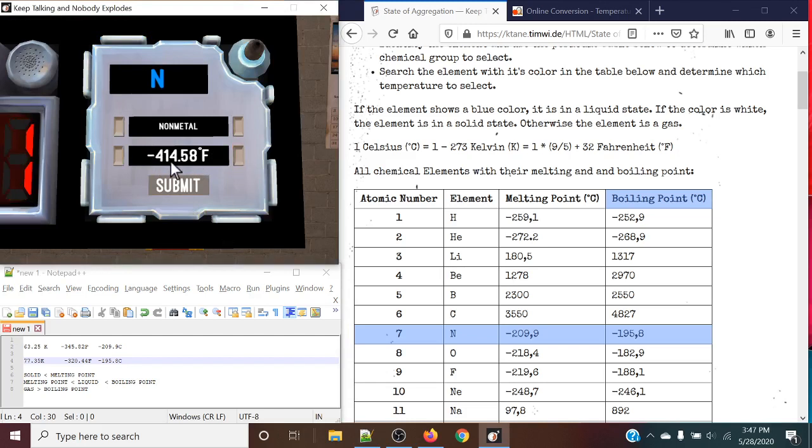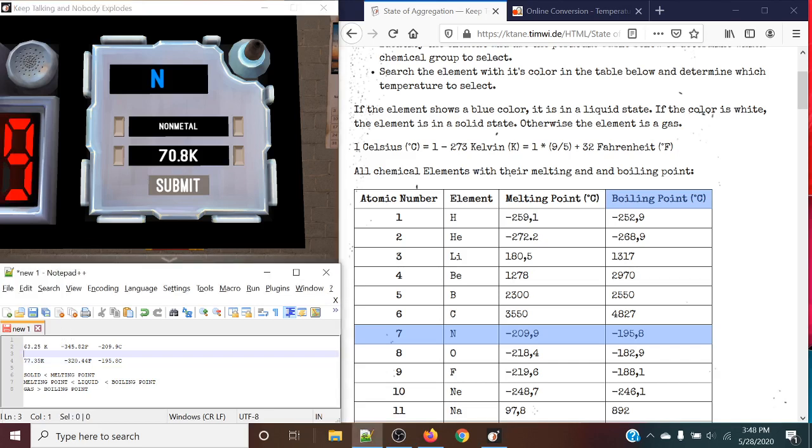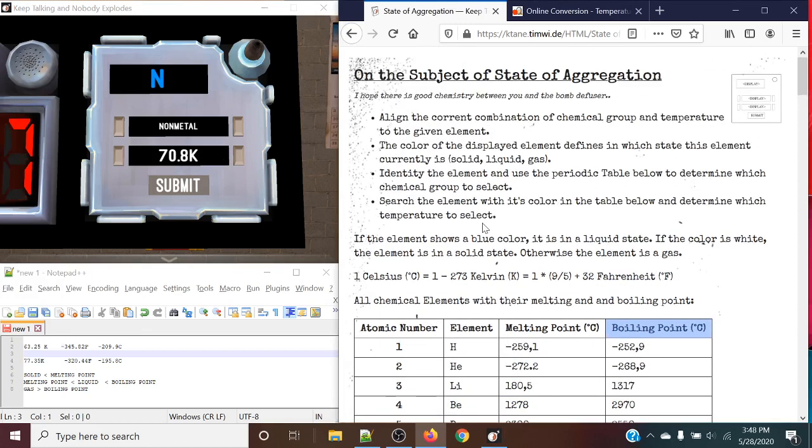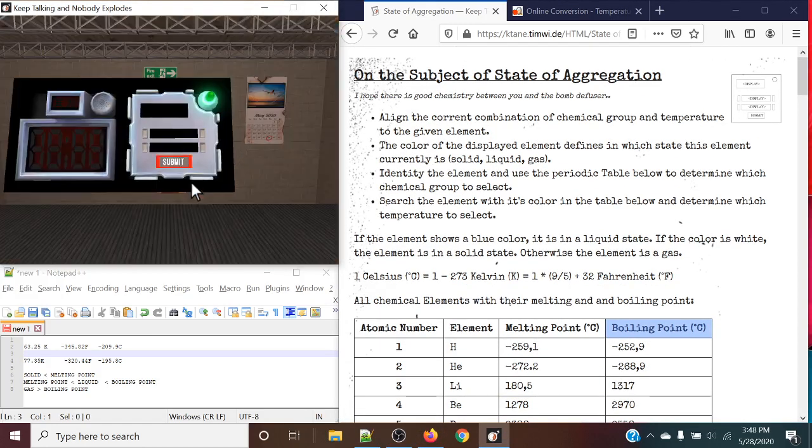Negative 414.58 is not. 95 goes above Kelvin. That goes below. That goes above. That goes above. That goes above. That goes below. Aha! Right here. As you can see, 70.8 Kelvin is in between these two values, and that would give us our liquid state. So let's submit. And just like that, it is a solved module.